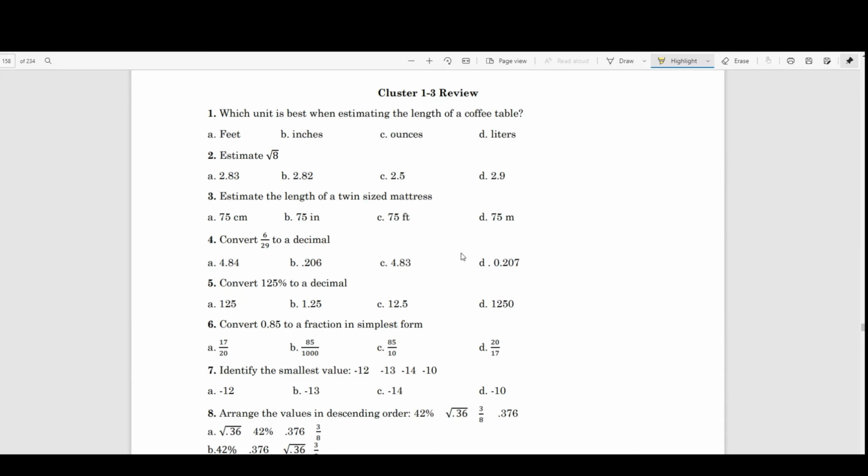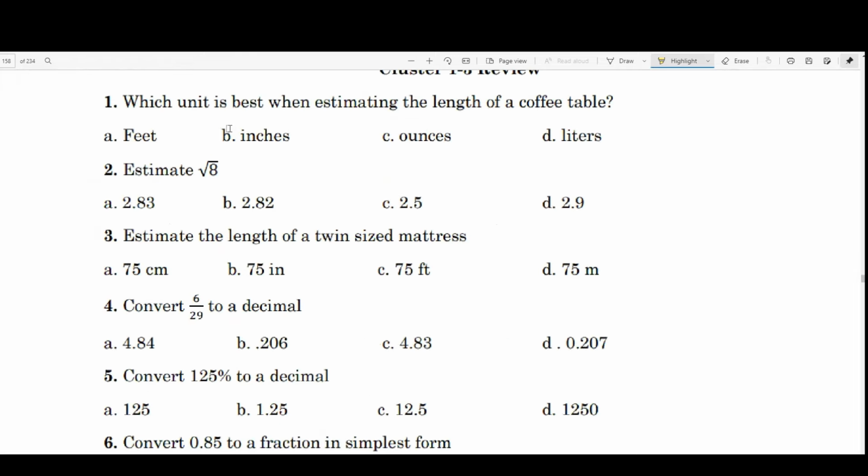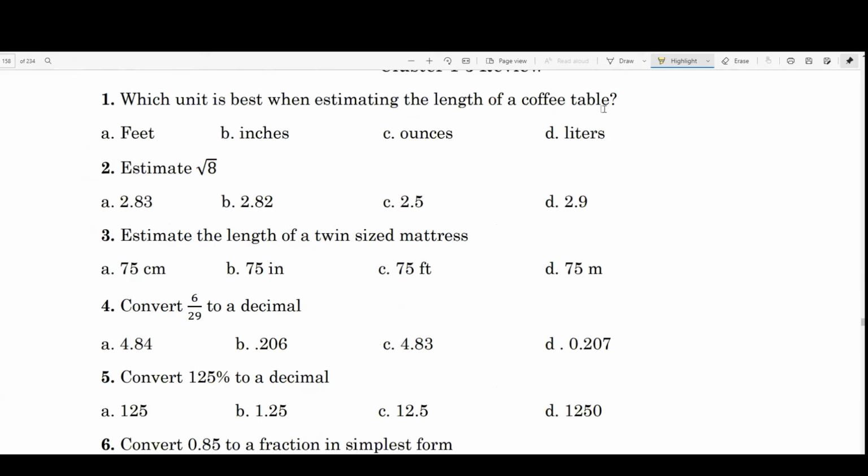All right, so we're just going to go through all the questions so we can see where everybody is. So you're able to assess where you're making your mistakes and all that stuff. All right, so for number 1, it says, which unit is best when estimating the length of a coffee table?